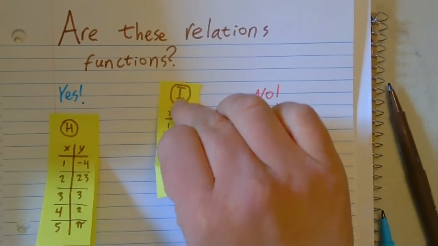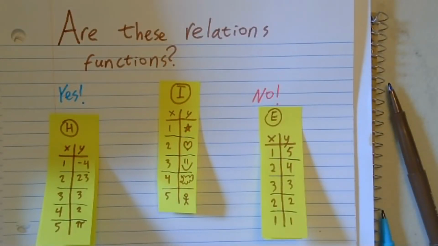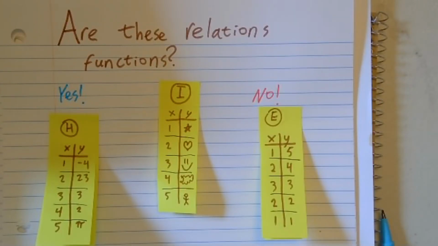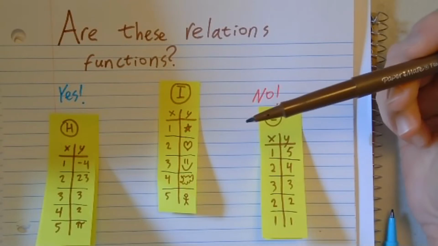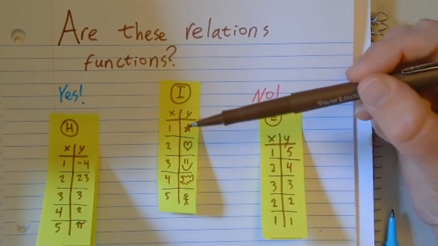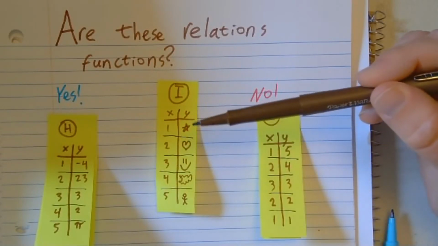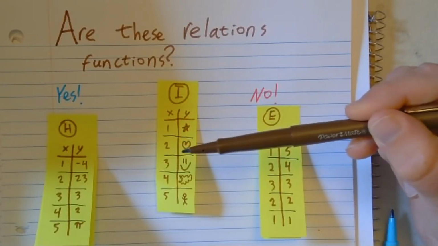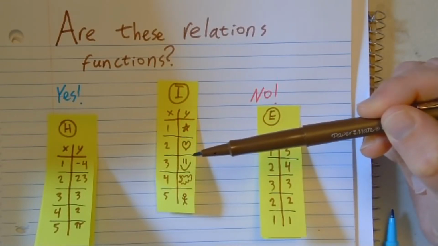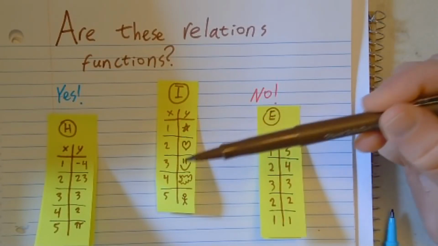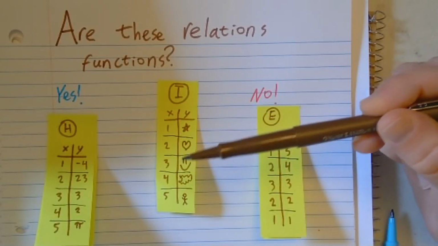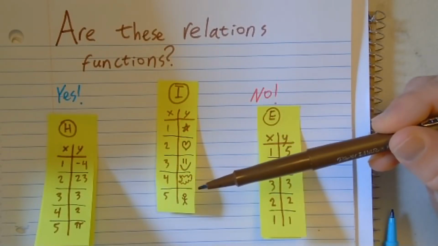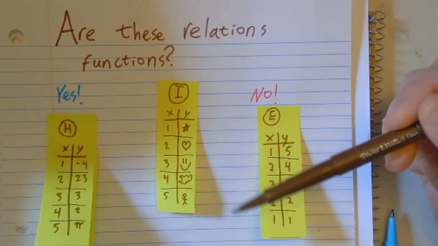And last but certainly not least, is this a function? Go ahead, pause the video, and make up your mind. Well, does each input only go to one output? 1 goes to star. There's nothing else 1 ever goes to. It goes to star. I mean, we've got this whole Lucky Charms situation over here, but 1 goes to star every time. 2 always goes to heart. So, I mean, fine. I don't know what to do with it after it's done it, but fine. 3 goes to smiley face. Okay. 4 goes to, looks kind of like a cloud monster or something. And 5 goes to a stick figure.